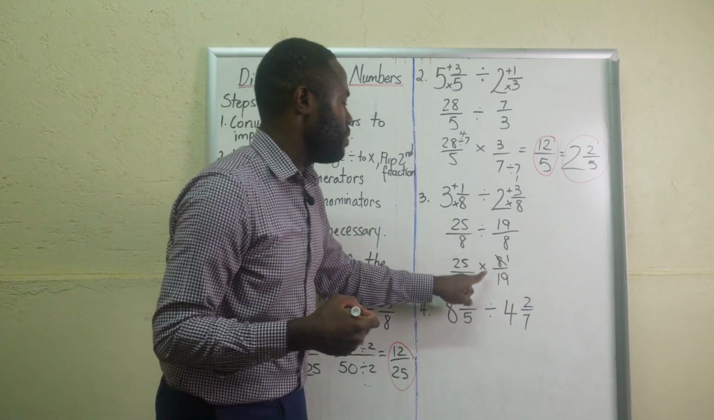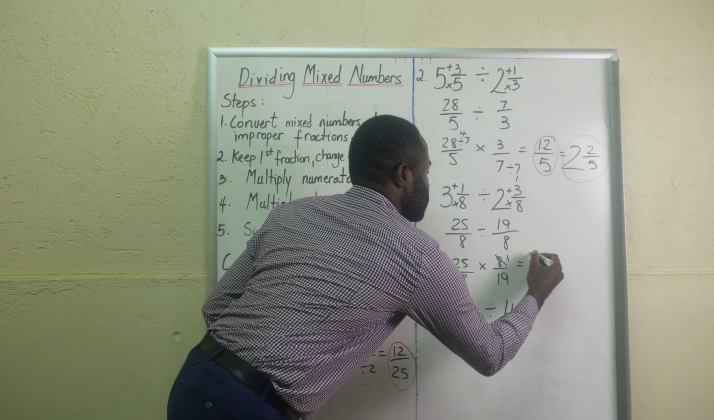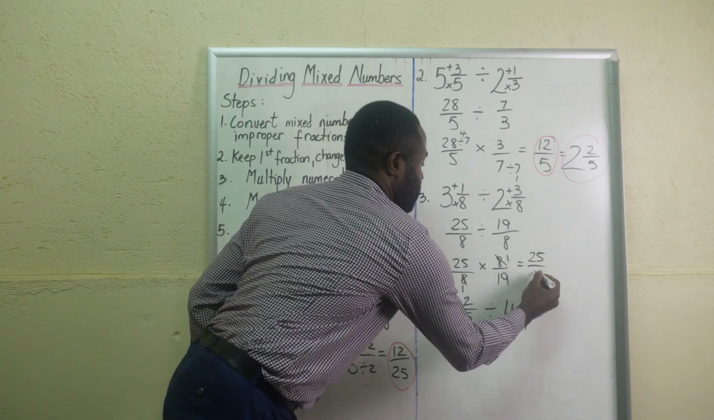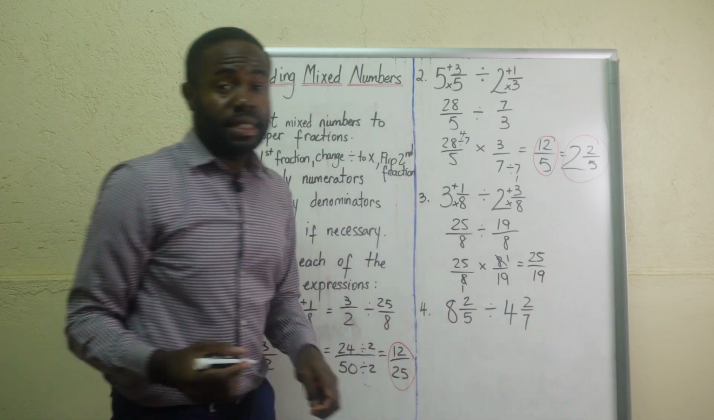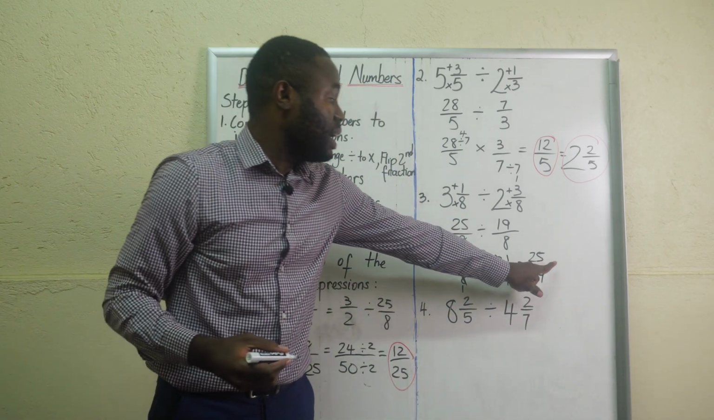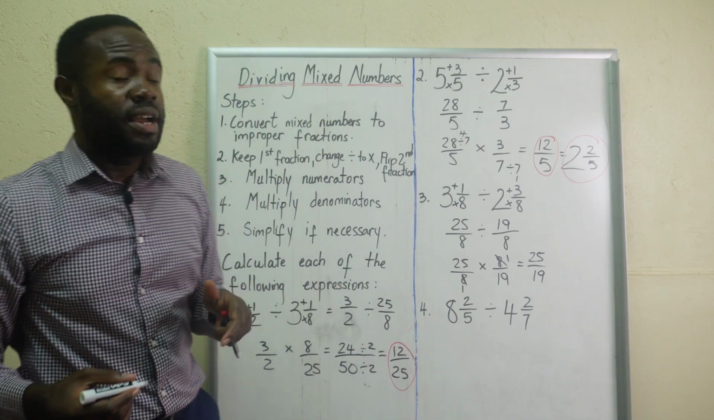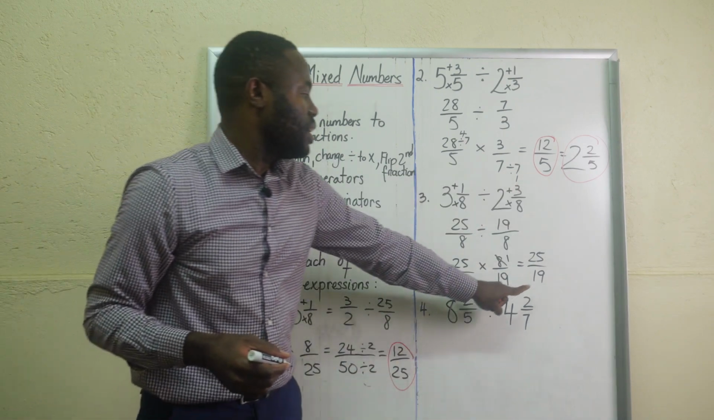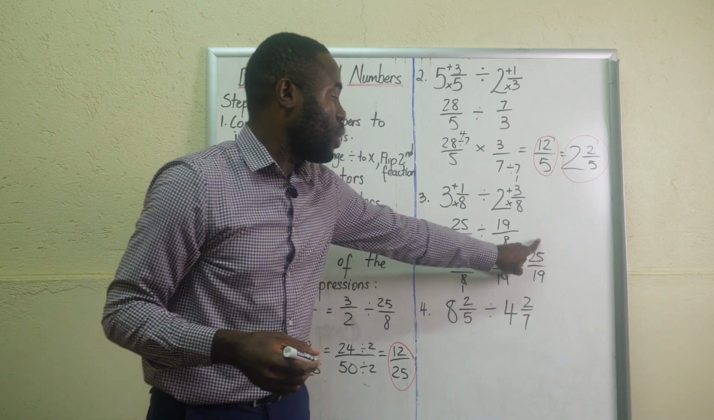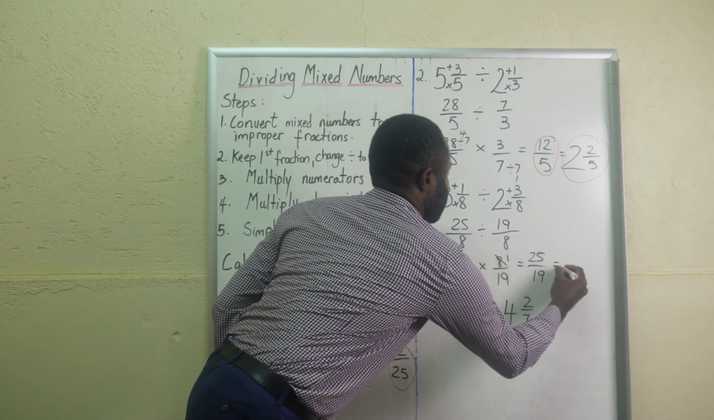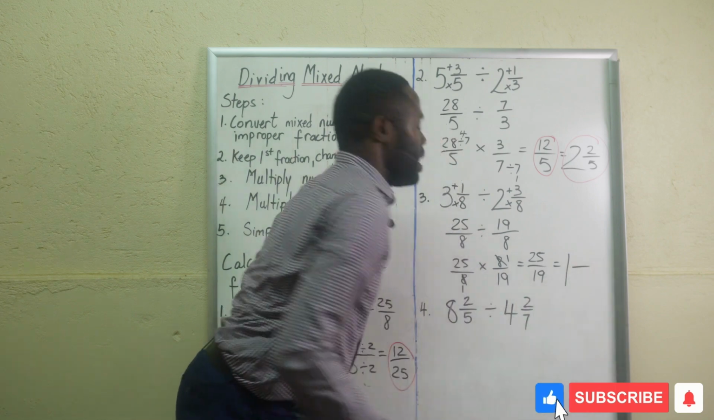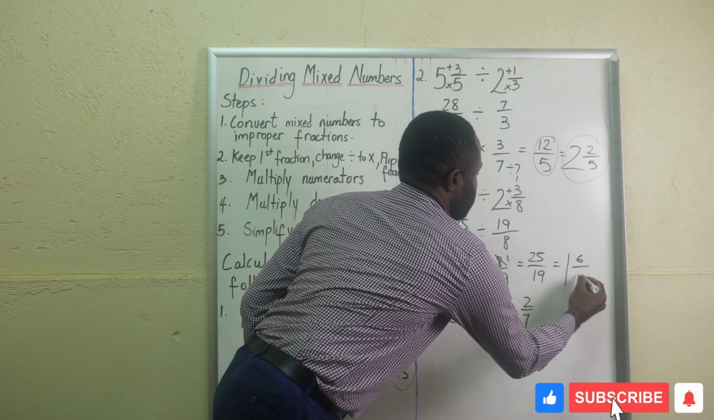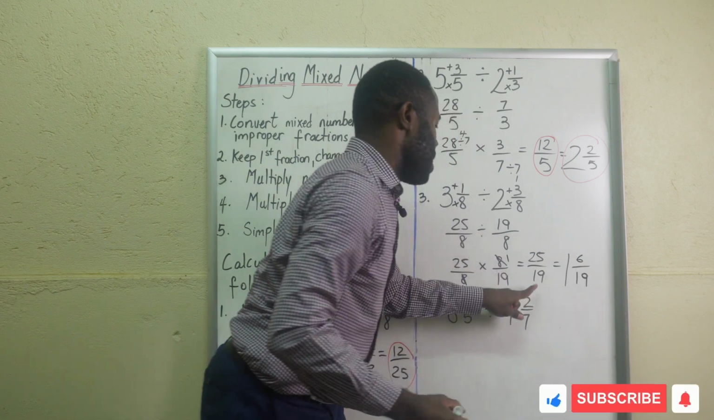So it's going to be 25 times 1, which gives us 25. And then 1 times 19, that gives us 19. Again, we have an improper fraction right here. And again, improper fractions can be converted back to mixed numbers. So let's do that. So let's divide 19 into 25. That goes 1 time. And then that will leave us with a remainder of 6. And then we put back our denominator of 19.